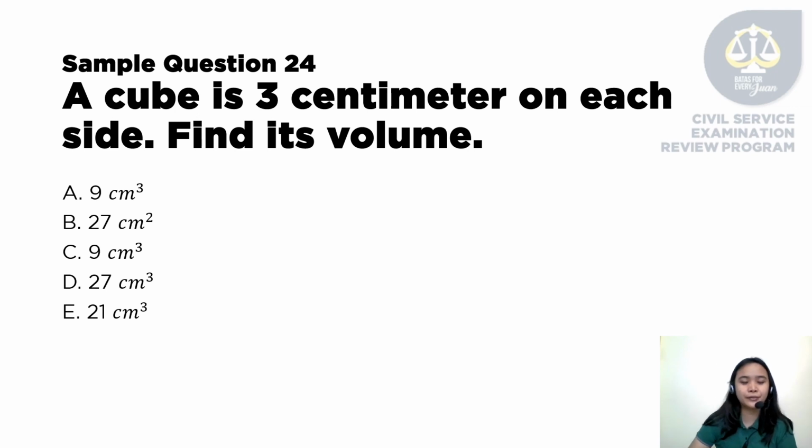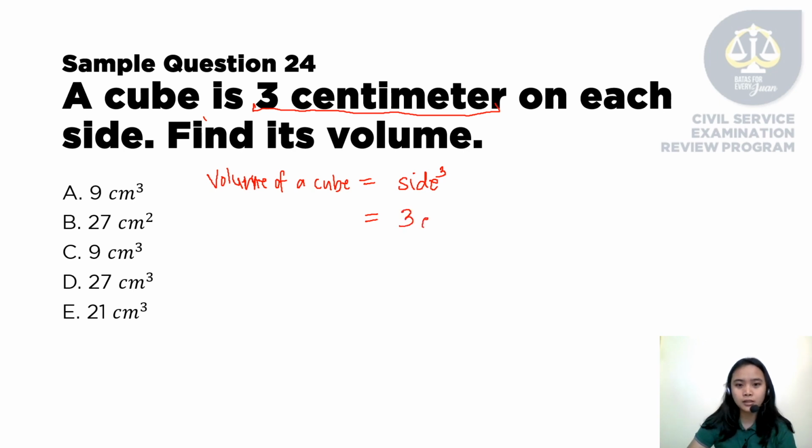So, proceed tayo sa number 24. A cube is 3 cm on each side. Find its volume. So, dito sa number 24, hinahanap natin yung volume of a cube. Equal lang yan sa side cubed. And given tayo na yung isang side daw ay may length na 3 cm. So, therefore, yung sagot natin ngayon ay yung volume natin is equal to 3 cm cubed.